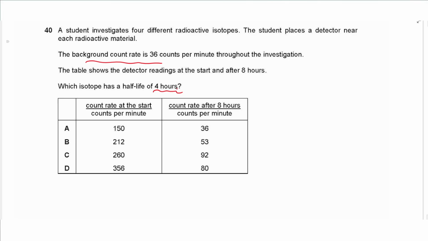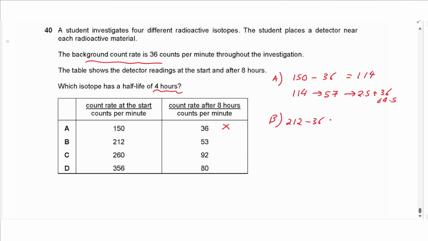So it should decrease by half twice, but we do have background, so it's harder than you would expect. So for choice A, the initial reading was 150. We need to subtract the background radiation, that gives 114. So we have 114 divided by 2, that gives 57. Divided by 2 again for 2 half-lives, that's 28.5. Then we add 36 back for the background. That gives 64.5, which is not the answer here. So it's not A.